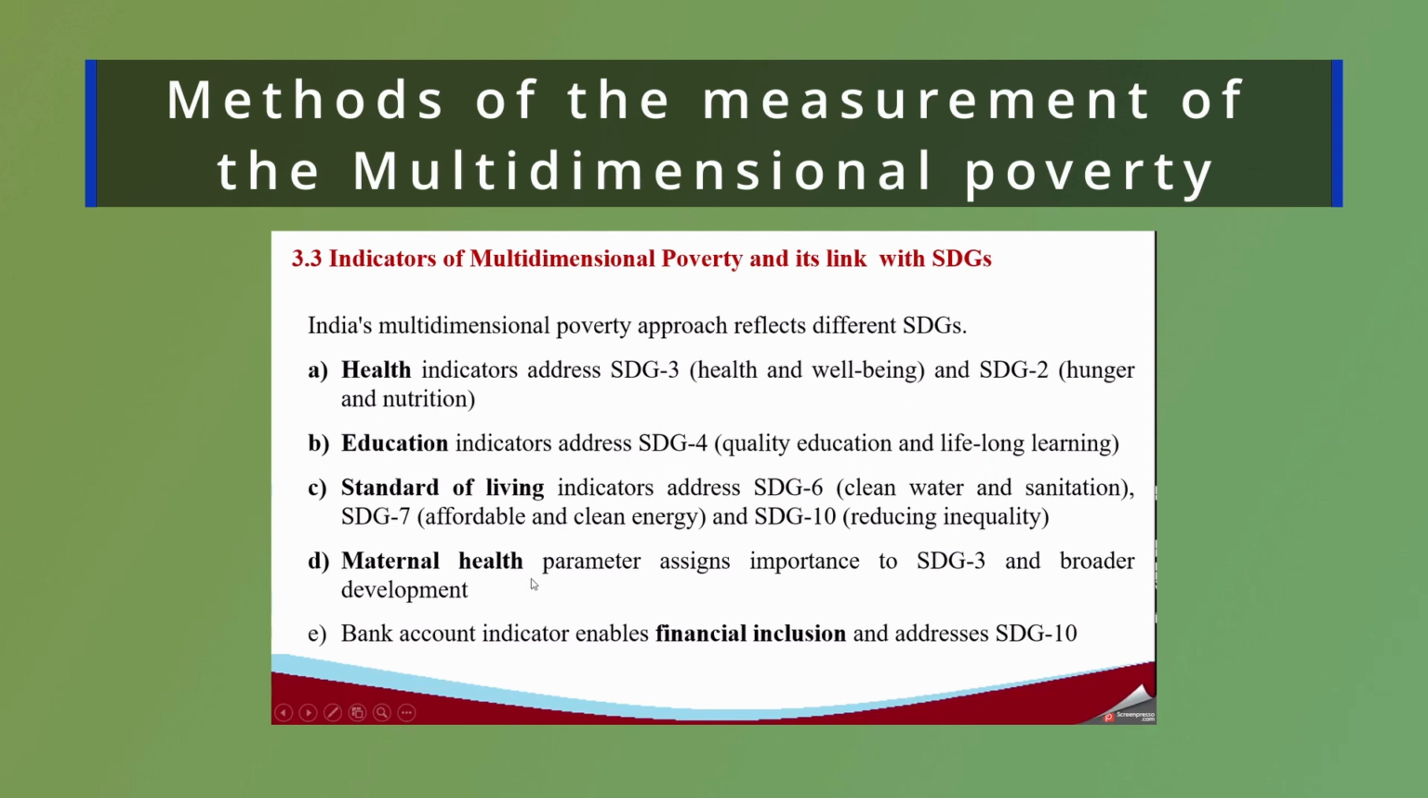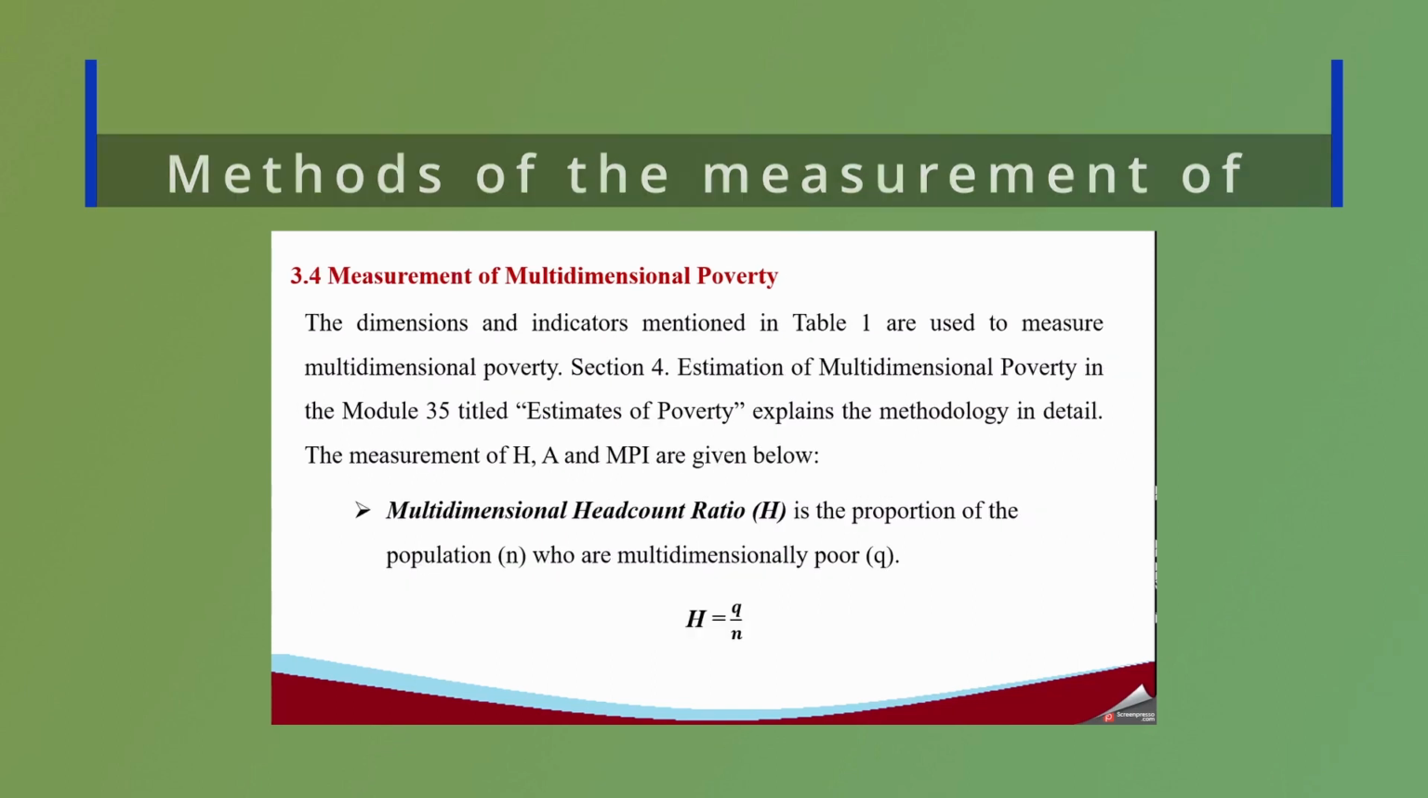Whereas the maternal health parameter assigns importance to sustainable development goal 3 and the broader development. The bank account indicator enables financial inclusion and it addresses sustainable development goal 10. That is, different indicators in India's approach are related with a number of sustainable development goals. Now we come to the measurement of the multidimensional poverty.